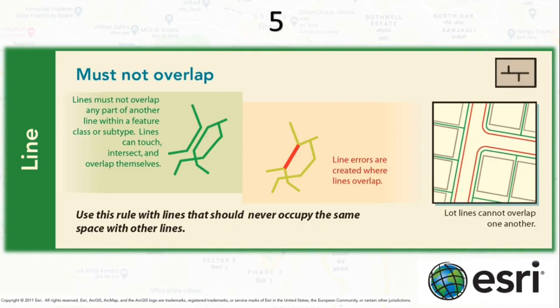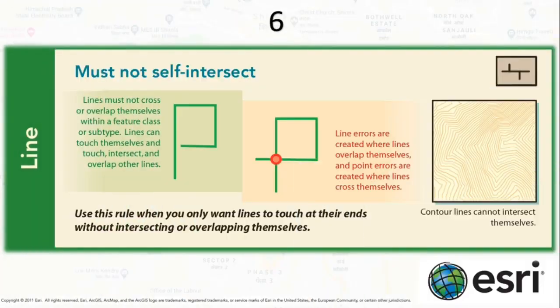Then must not self intersect. It requires that line features not cross or overlap themselves. This rule is useful for lines such as contour lines that cannot cross themselves.